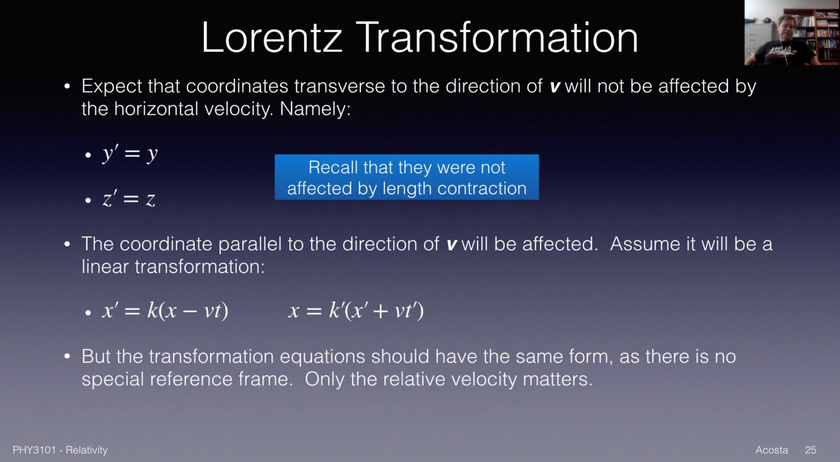But wait a minute. Can k and k prime really be different? The transformation equations should have the same form, meaning as physics equations, they're expressions that go from one reference frame to the next. We can't have k be 20 and k prime be 35, for example. They should have the same form. There's no special reference frame. Only the relative velocity matters, so the sign of v matters, but that should be the only thing. So by that argument, we'll say that k prime must be k. Whatever that factor is, it should be the same factor, okay?